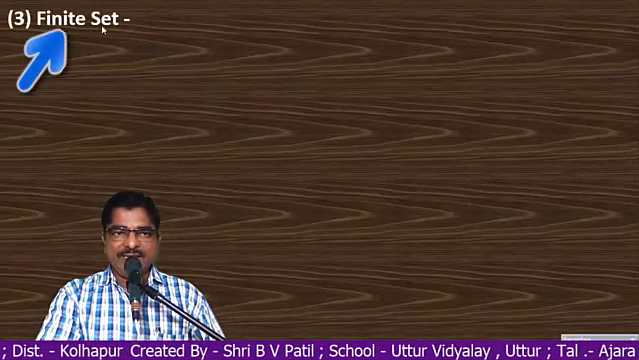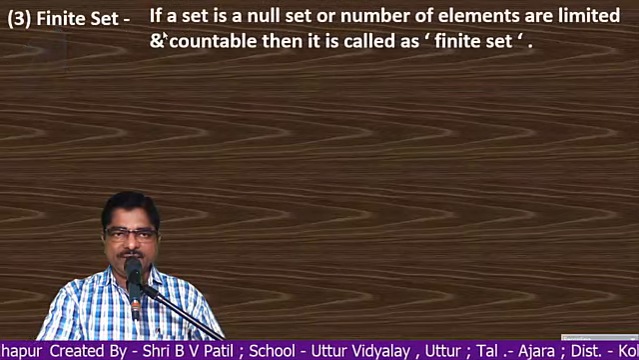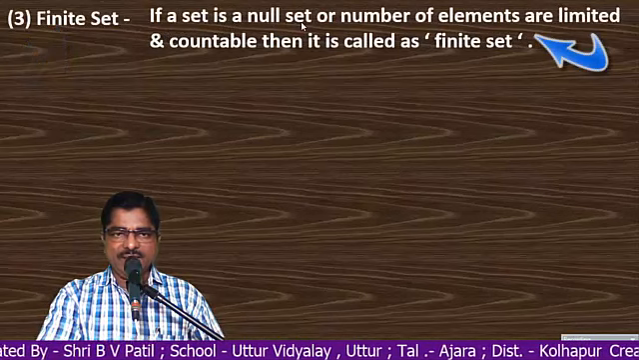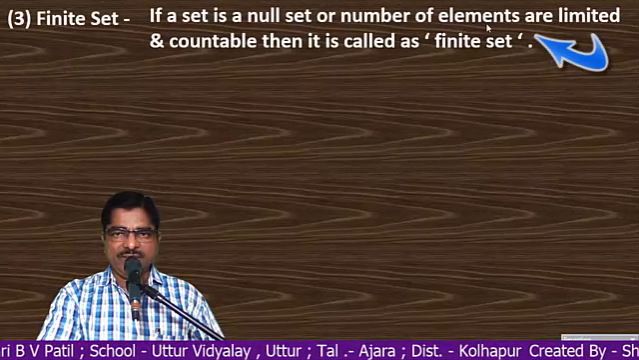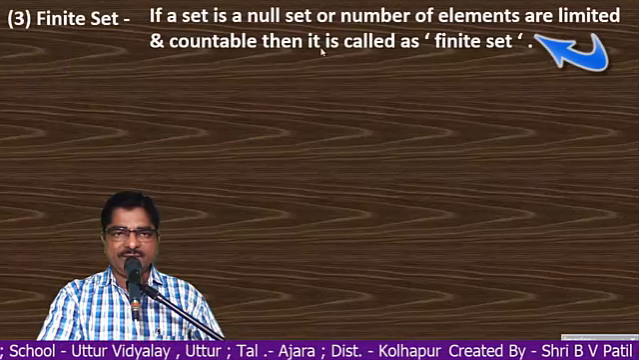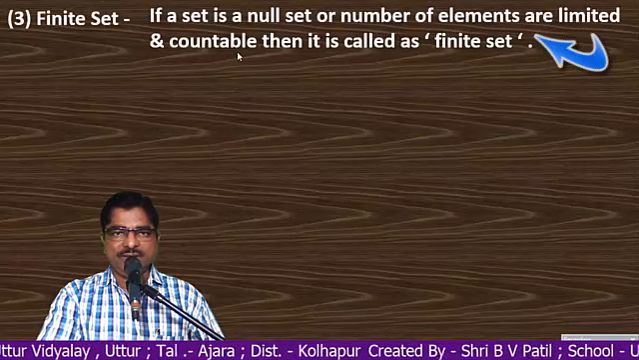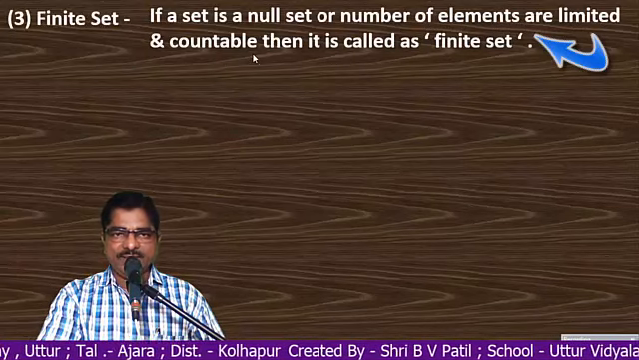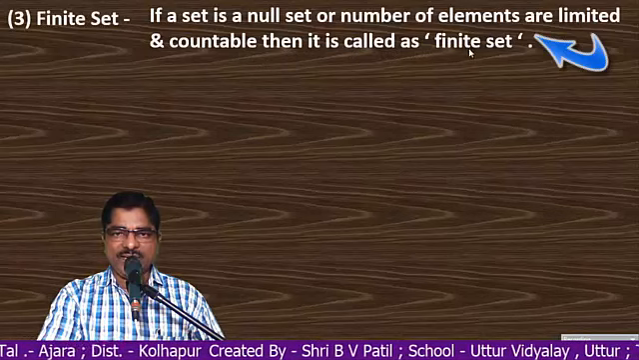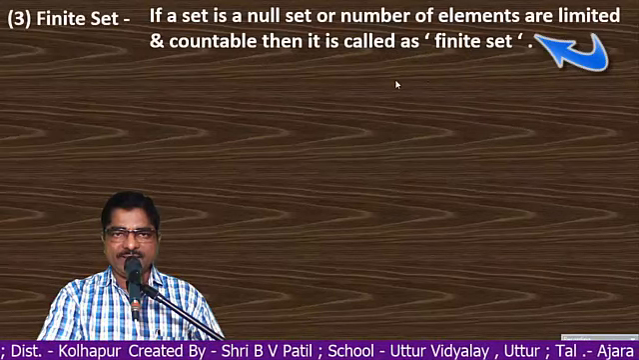Then third type is finite set. If a set is a null set or the number of elements are limited and countable, we can count those numbers, then it is called a finite set.